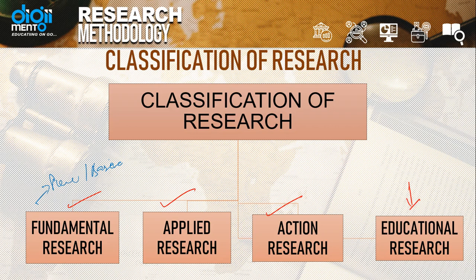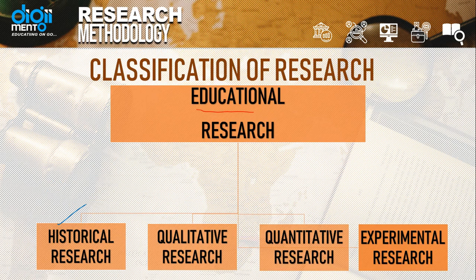We want some kind of action. If we are doing some research in a particular field and we get some problem, then in that case action research will do its work. The next one is educational research. In educational research, we classify into different parts, like historical research, where we talk about the past, and we interpret our past results to get new discoveries and all.